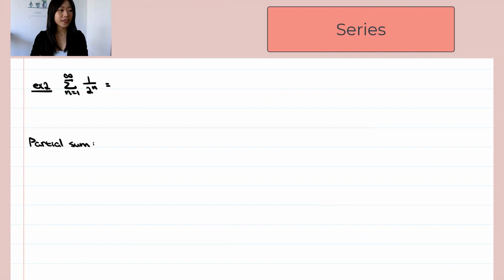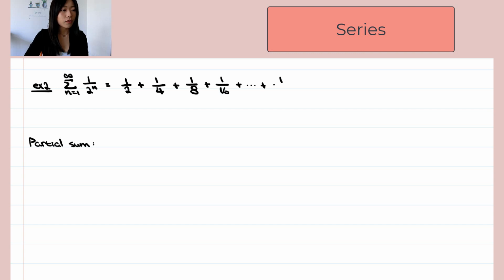How about this example? Here we have the sum of 1 over 2 to the power of n. The first term is when n equals 1, that is 1 over 2. Then plus the second term, when n equals 2, so we have 1 over 2 squared, that is 1 over 4. The third term would be 1 over 8. Then plus the fourth term, 1 over 16. So we add all the terms up. The nth term would be 1 over 2 to the power of n, and we continue adding all the terms until n reaches infinity. And as we'll learn later in this section, this series will converge to 1.